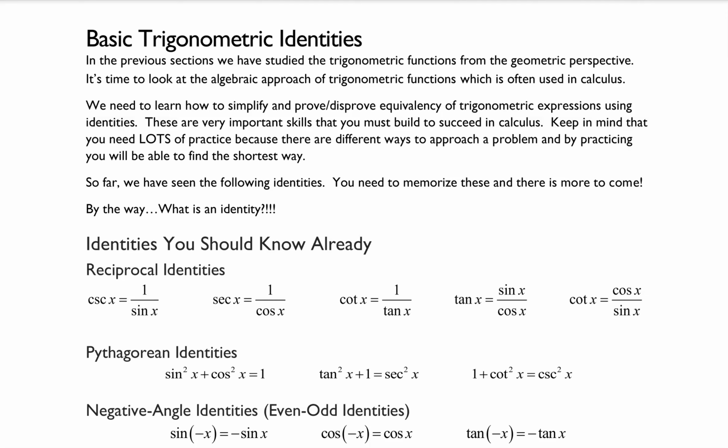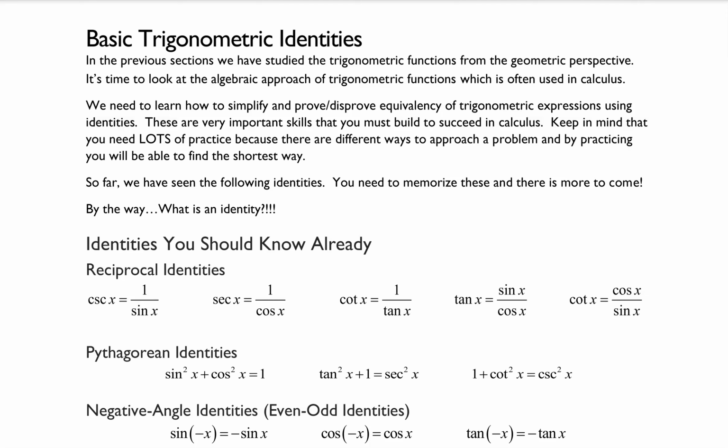So, let's get started. In the previous sections, we have studied the trigonometric functions from the geometric perspective. It's time to look at the algebraic approach of trigonometric functions, which is often used in calculus. We need to learn how to simplify and prove or disprove equivalency of trigonometric expressions using identities. These are very important skills that you must build to succeed in calculus.